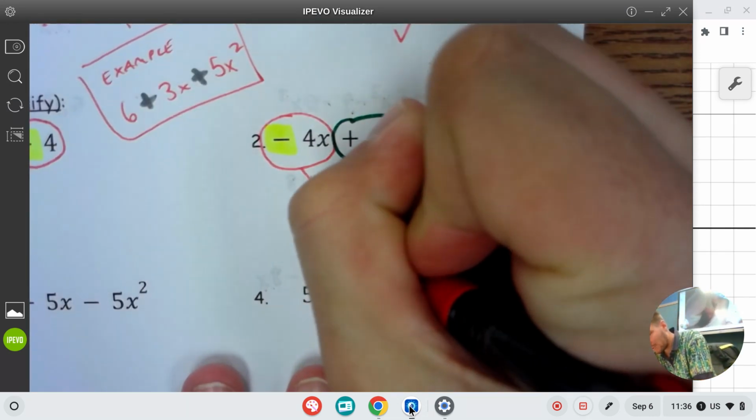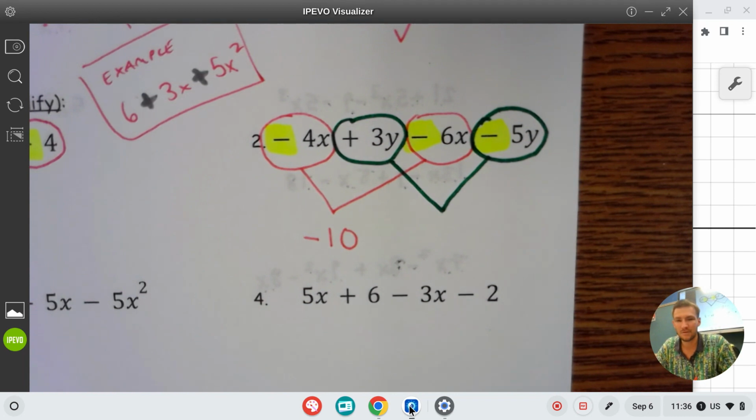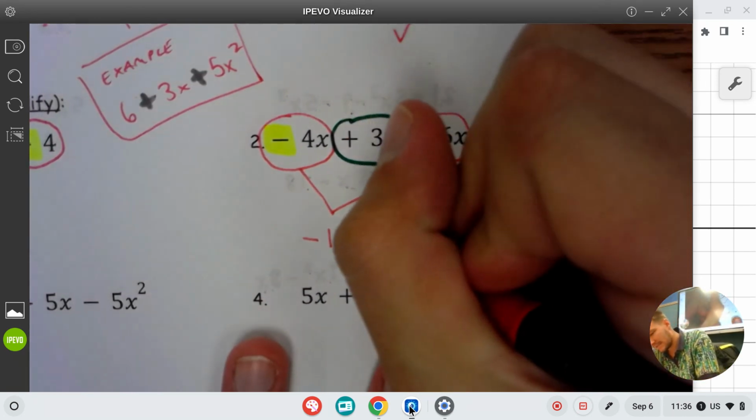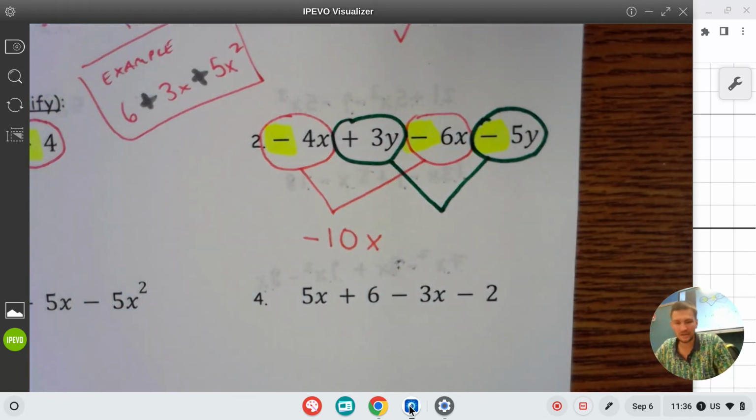Is everybody cool with where that negative 10 came from? We're all good? What letter goes on that? An X. Sweet. And now let's look at what I have in the green.